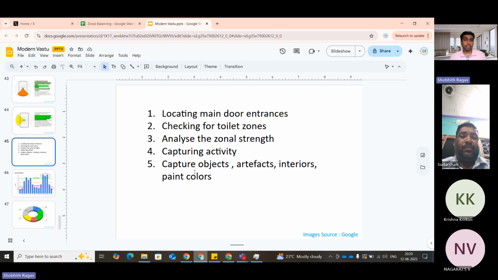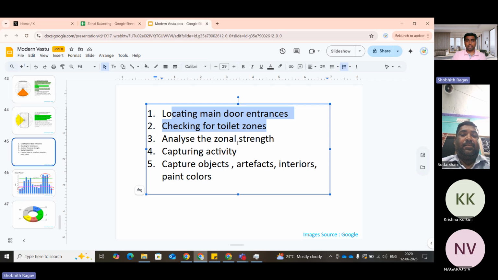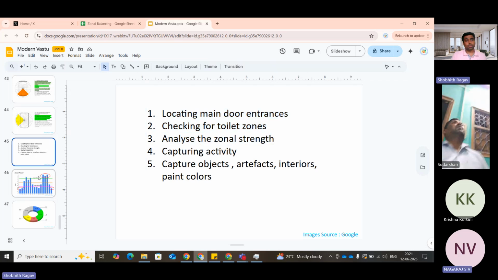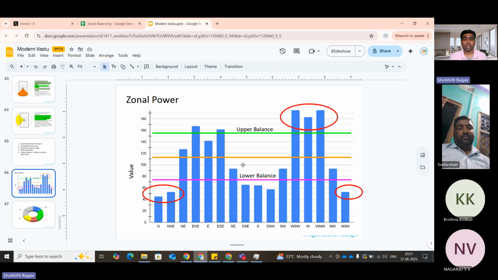Okay. So now these two we have finished. Now we will analyze the zonal strength. For zonal strength, in olden days, with a lot of experience, they used to do it. Since we have a lot of tools and software available with us, we will use the bar chart technique. Let us see how.